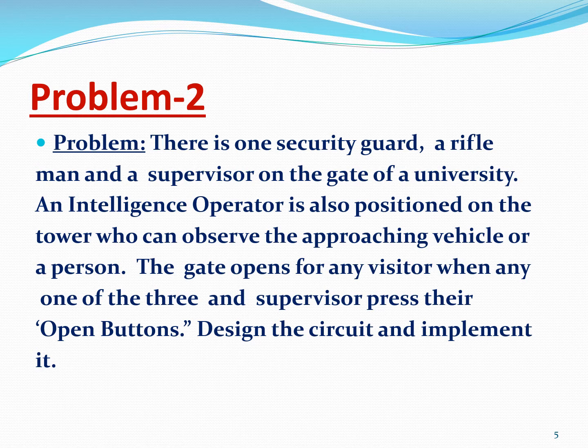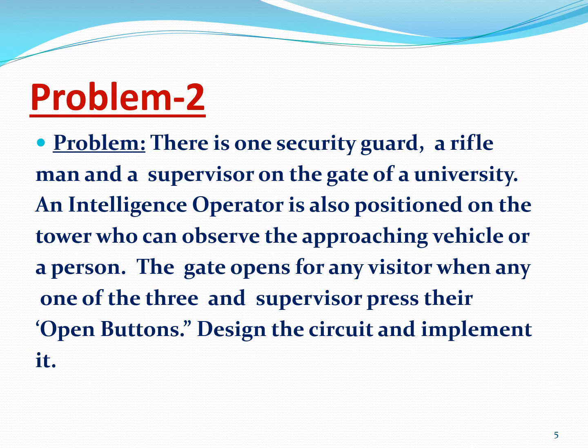Now the scenario is that there is a university gate, and on that gate, as you must have seen, there is one security guard, there is a rifleman to deal with some untoward situation, and obviously there is a supervisor who is monitoring the entire activity, and there is an intelligence operator who is not visible to anyone. He is at the tower, but everything is visible to him.